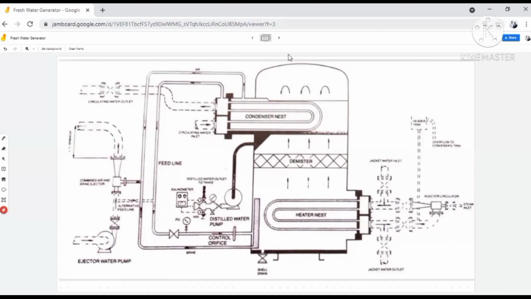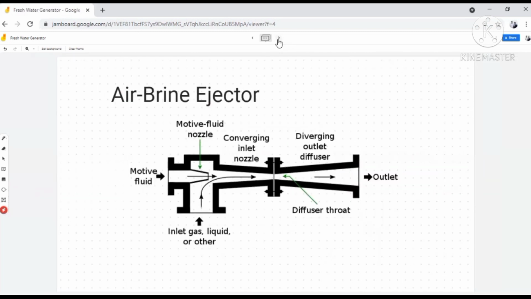So let's see how the ejector works and helps to create a vacuum inside the freshwater generator shell. This is the motive nozzle, and as I have explained, the motive fluid is seawater. So seawater is pumped through this motive nozzle. As it flows through the nozzle, its pressure decreases and velocity increases. As it passes through the nozzle, its velocity is increased and a low pressure region is created here. This low pressure region has a pressure much lower than the suction pressure.